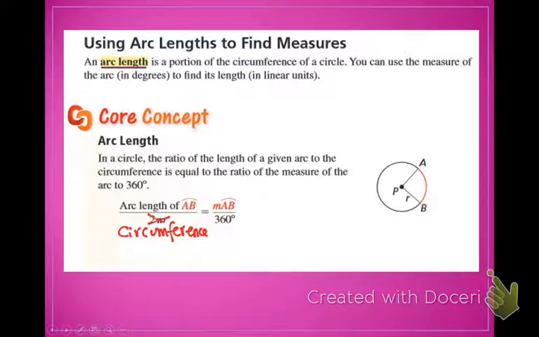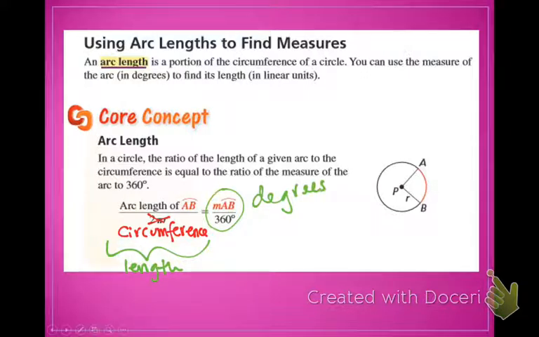So what I also want to point out to you, what I wrote on this dry erase board to the right of my board, is that this first fraction is in length, meaning inches, miles, feet, centimeters. Okay, the second fraction is going to be in degrees. So it's going to be an arc measure in degrees over 360 degrees. If you have them mixed up, so if you have inches over degrees, then you have something wrong. So length over length, degrees over degrees.